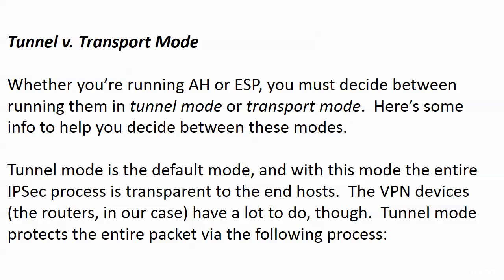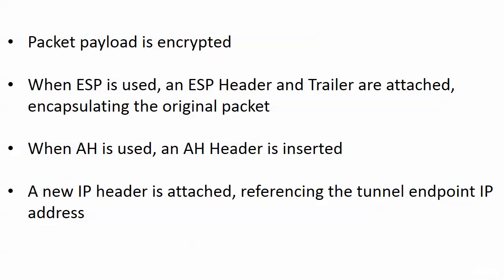Now, let's go ahead, take a deep breath, because we're going to hit tunnel and transport mode here for a few minutes. And what you've got to do here is decide between these two modes whether you're running AH or ESP. Now, tunnel mode, that's our default mode. And with this mode, the entire IPsec process is transparent to the end host. Now, the VPN devices, which are the routers in our case, in our labs upcoming, they have a lot to do. Tunnel mode protects the entire packet by doing all of these things.